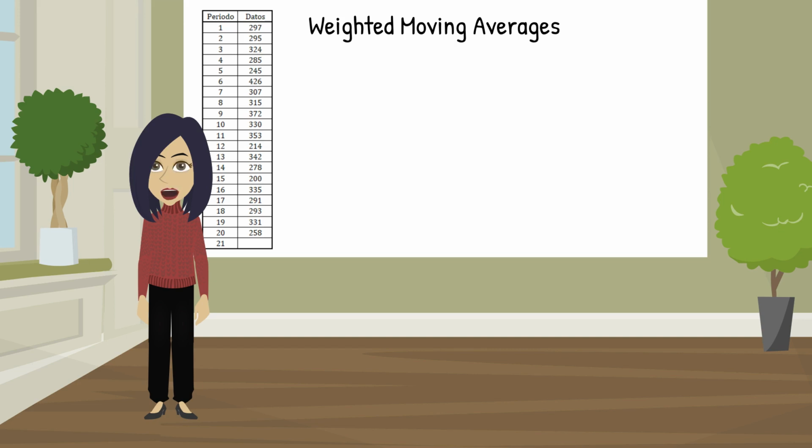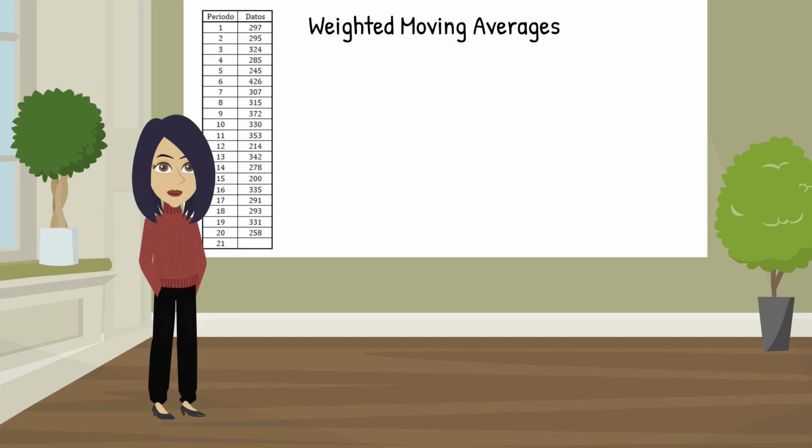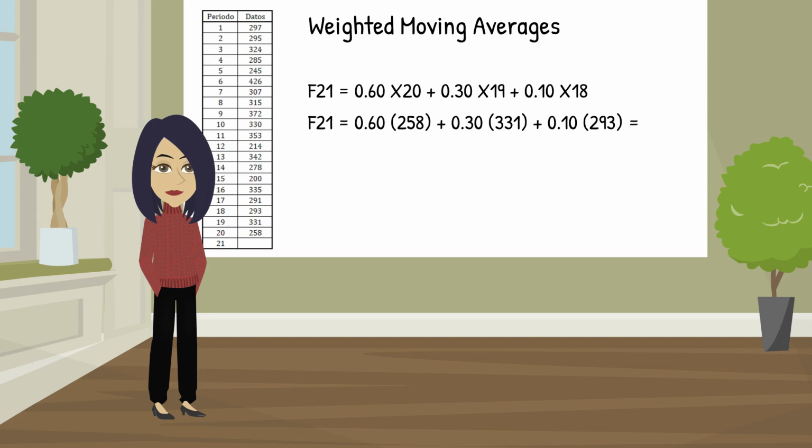For example, suppose that for the next period, you consider that the last data has a weight of 60%, the one that happened 2 periods before has a weight of 30%, and the one that happened 3 periods ago has a weight of 10%. Then, in order to obtain the forecast of period 21, you would do the next operation. Obviously, you can select any number of data to incorporate into your forecast. The only requirement is that the weights you give to the data must always sum to 100%.